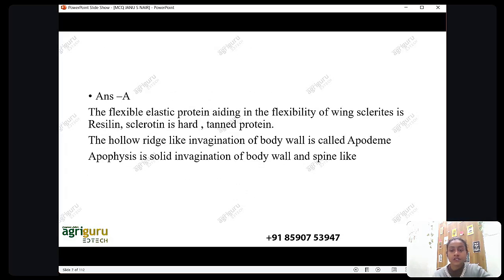So see, apodeme is a hollow invagination. Similarly, there is apophysis, which is a solid invagination.